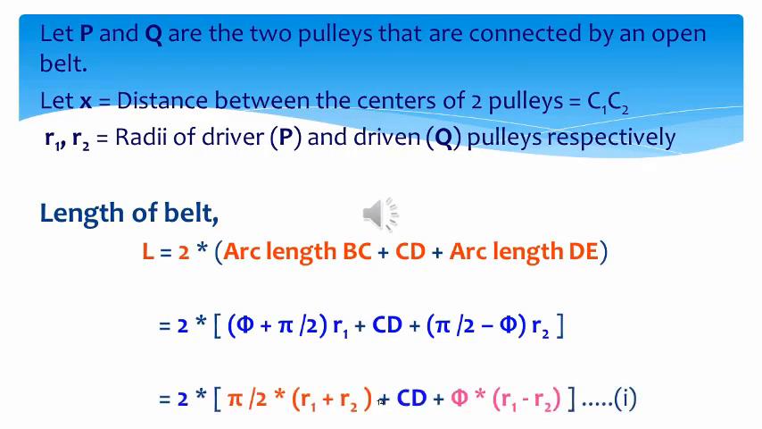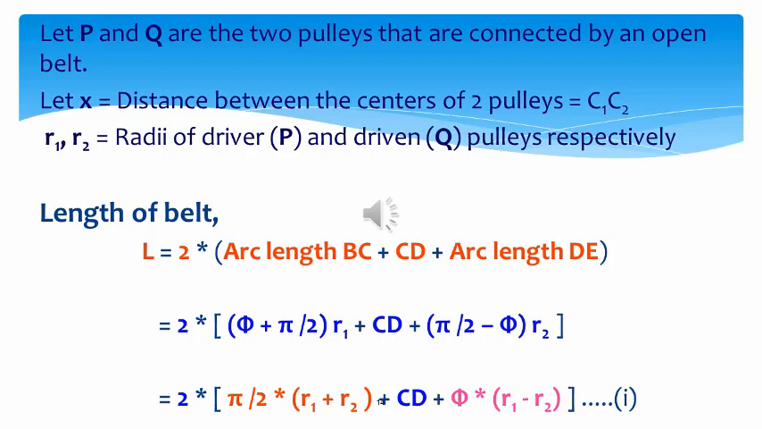So let P and Q be the two pulleys that are connected by open belt system. Let x be equal to the distance between the centers of the two pulleys, that is C1 and C2, and let R1 be the radius of the driver and R2 be the radius of the driven pulley. Let the driver be named as P and the driven pulley be named as Q respectively. You can refer to the previous diagram, and it is better that you write down this diagram from the previous slide so that it is easier to understand the derivation that I am going to explain in this slide and the next slide.